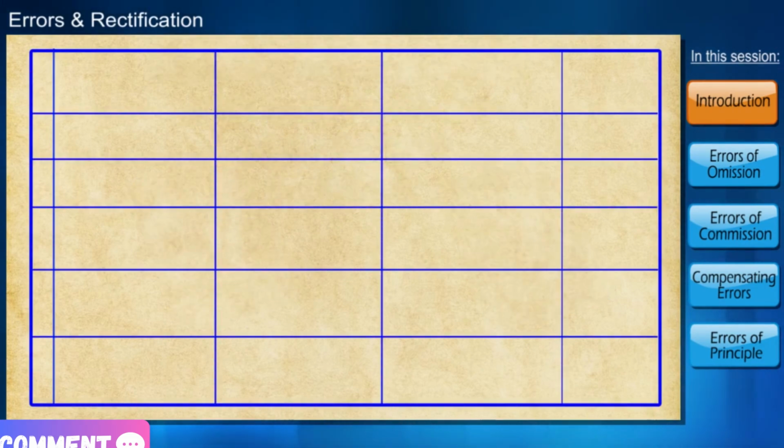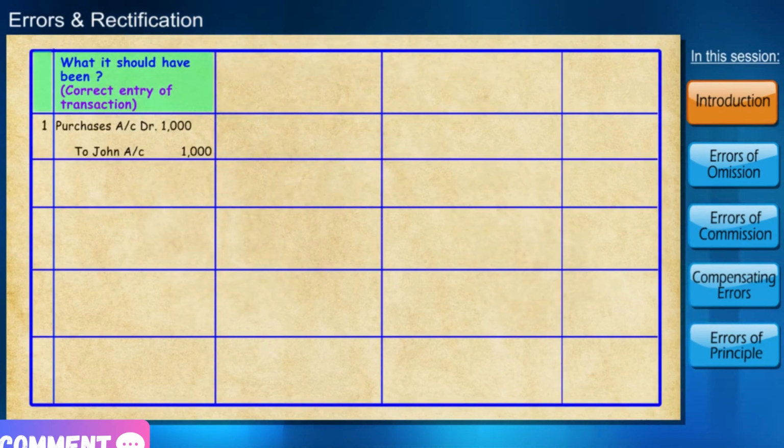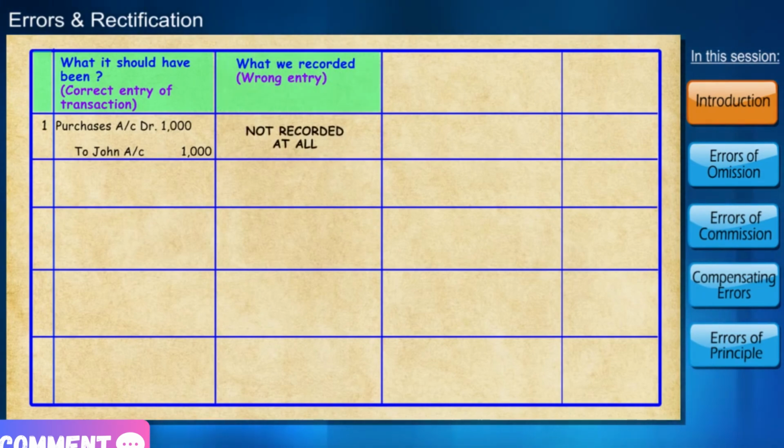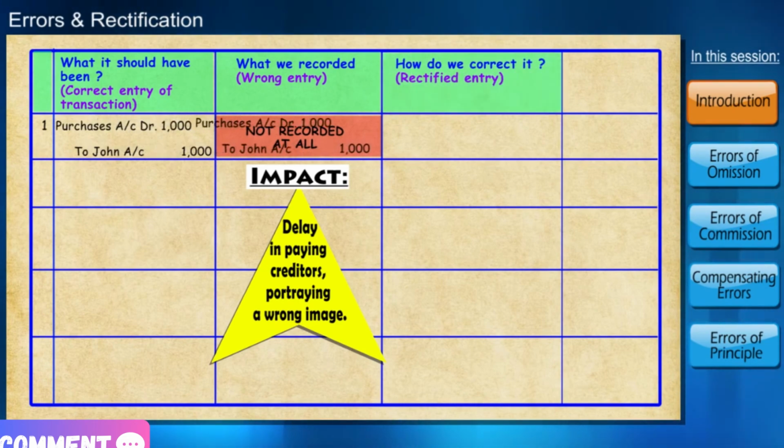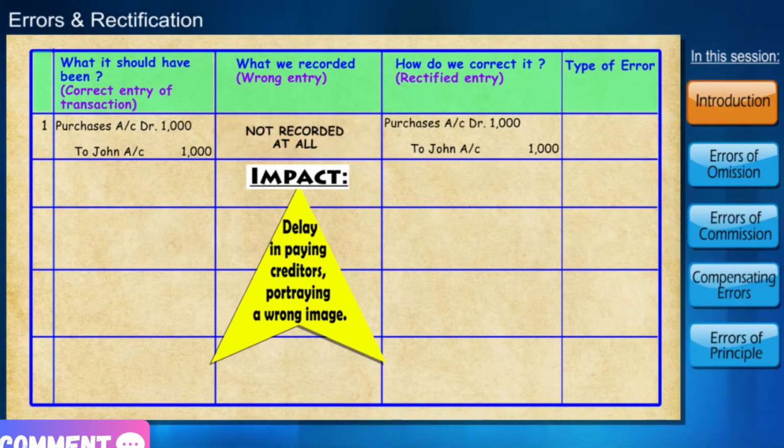When he made a credit purchase, the entry should have been as follows. But he omitted this entry completely. If this purchase entry is omitted completely, it will not allow us to make timely payments, which in turn creates a wrong image of our business in front of our creditors. To make this correction, we will simply have to pass this entry now. This kind of error, where a transaction has not been recorded at all, is called an error of complete omission.